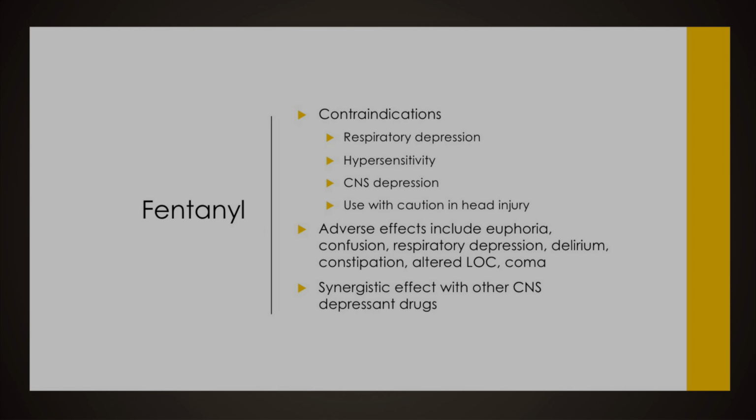It should not be given to patients with significant respiratory depression, and it's contraindicated in hypersensitivity. Use caution in CNS depression, since adding an opioid can further suppress neurologic status and ventilation. Use caution in head injury as well. If ventilation drops, CO2 rises, and that can increase intracranial pressure. Adverse effects include euphoria, confusion, delirium, constipation, altered level of consciousness, and at high doses, coma. The most clinically important effect is still respiratory depression.